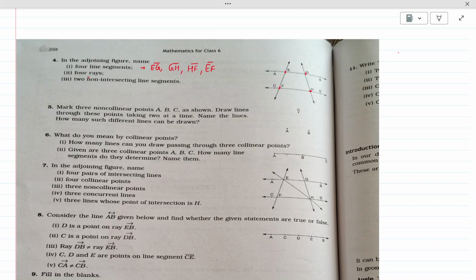Okay. Now in the second part, we have to tell what are the 4 rays here. So what are the 4 rays here, kids? For rays, I'm writing the answer here for the second part. Rays.